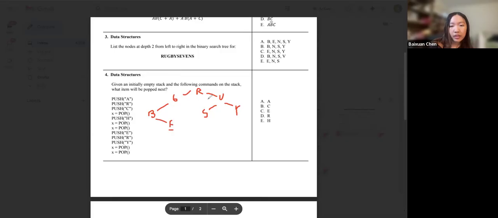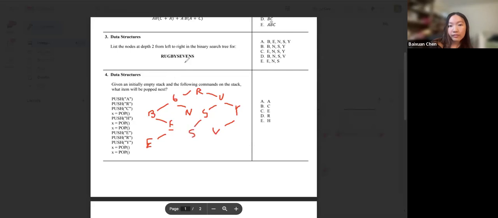V is bigger than U, but less than Y, so E is bigger than B, but less than E. So they're equal to. And we have N is bigger than G, but less than R, so that'll be here. And lastly, I have S, which will just go to the left of S again.